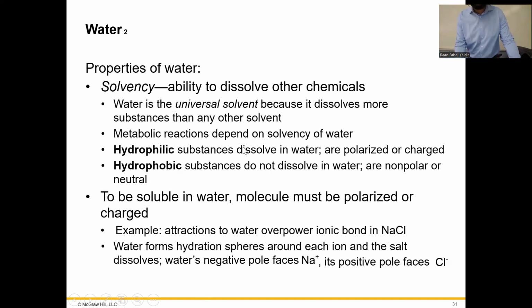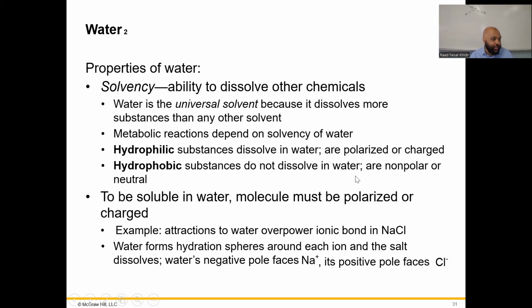So to be soluble in water, a molecule must be polarized or charged. An example would be the attractions to water overpower the ionic bond in the sodium chloride. The water forms hydration spheres around each ion, and the salt would then dissolve. That shows you that the attractions of water are stronger than ionic bonds.